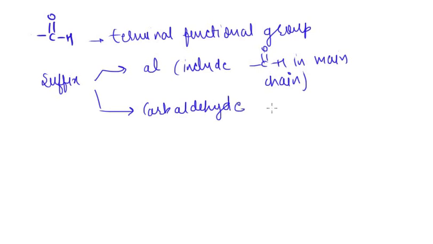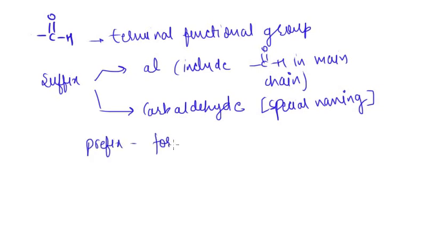All the terminal function group have a special naming. Aldehyde and carbaldehyde, we call it as a special naming. Now, what the prefix we use? The prefix we use is formyl, right? So what is the prefix? When we use the aldehyde as a substituent, then we call it as a prefix. Okay, now continue.